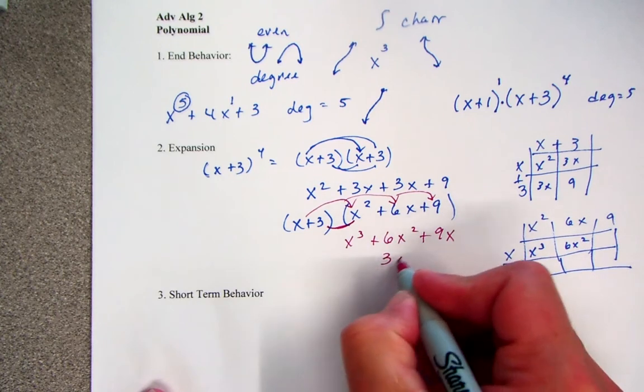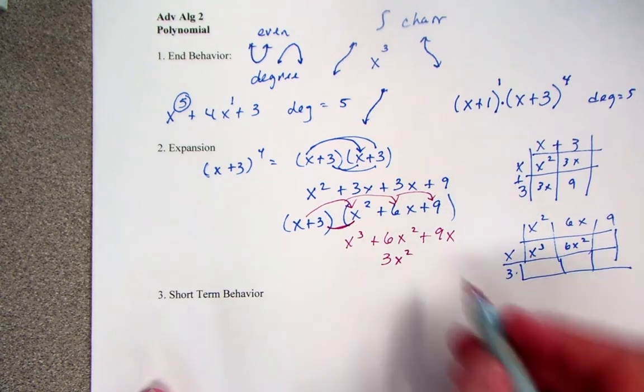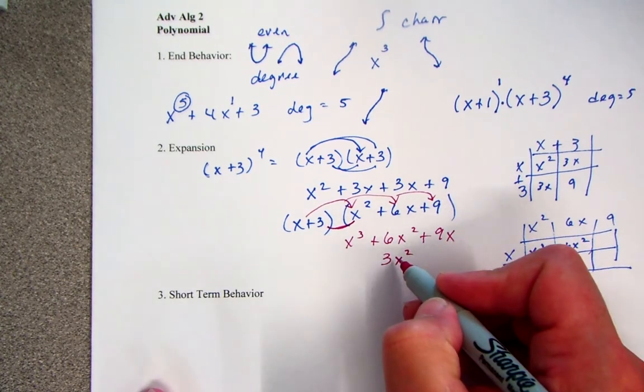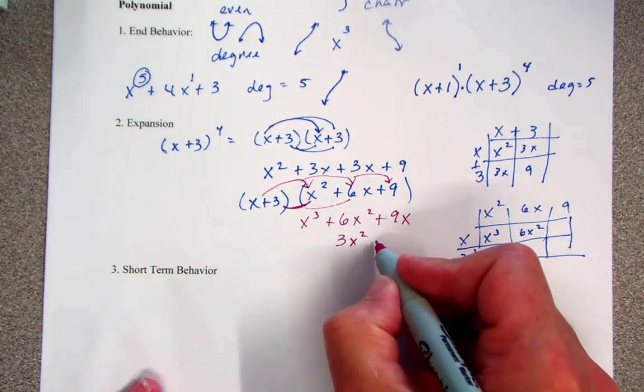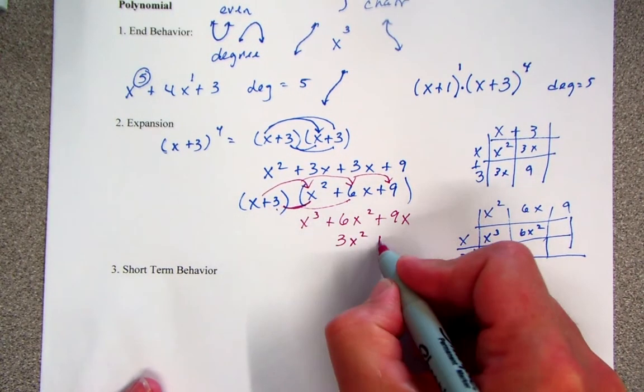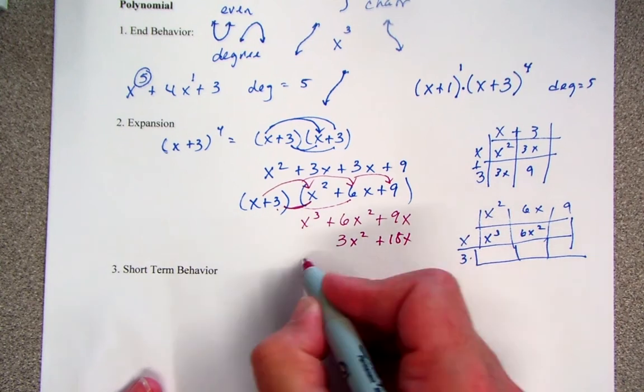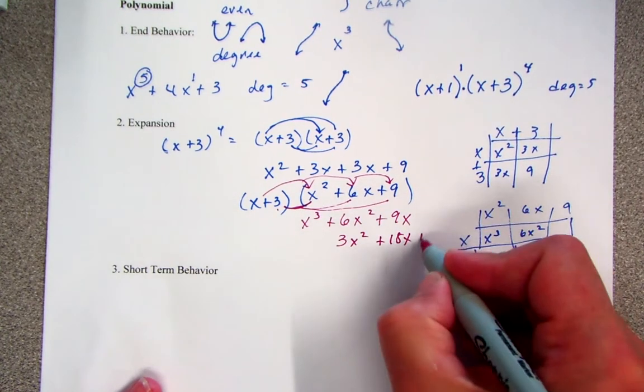I line them up. Why did I line the 2 x squareds up? Because I know I can add them. They're common terms, or like terms. If I add here, I get 3 times 6 is 18x. Notice those will add up nicely. And lastly, I'll get 27.